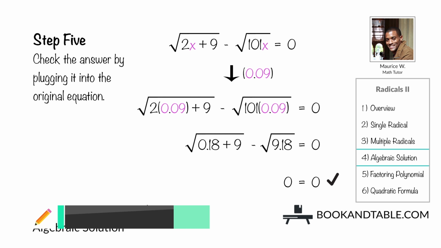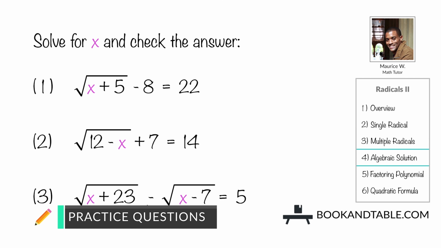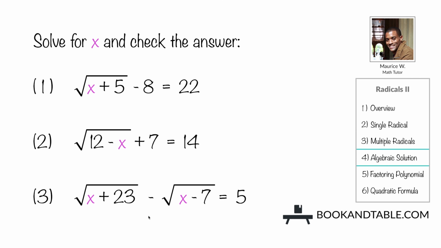Let's have you do a few practice questions now. Solve for x and check the answer. Question number 1. The square root of x plus 5 minus 8 is equal to 22. Question number 2. The square root of 12 minus x plus 7 is equal to 14.